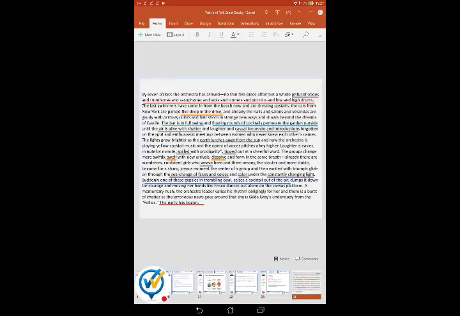"The bar is in full swing." That's almost like an idiom, isn't it, a phrase, and it has the idea that straight away this is a bustling party. I know that because the connotation of full swing, you almost imagine it to be full of music and gaiety. "And floating rounds of cocktails permeate the garden outside." So again, we've got a metaphor here.